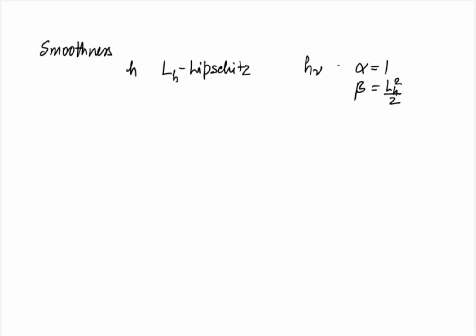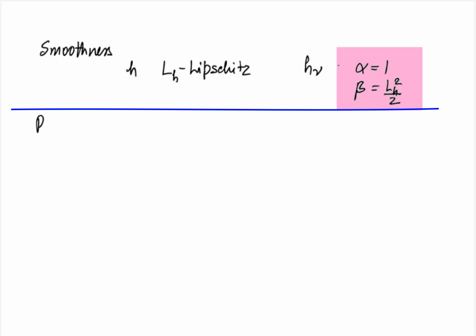The smoothness properties of the Moreau envelope can be established using the properties of the prox operator, which we have already seen. Suppose that h is an L_h-Lipschitz convex function, then its Moreau envelope h_ν is its smooth approximation with alpha equal to 1 and beta equal to L_h squared by 2. So let us look at the proof of this statement.